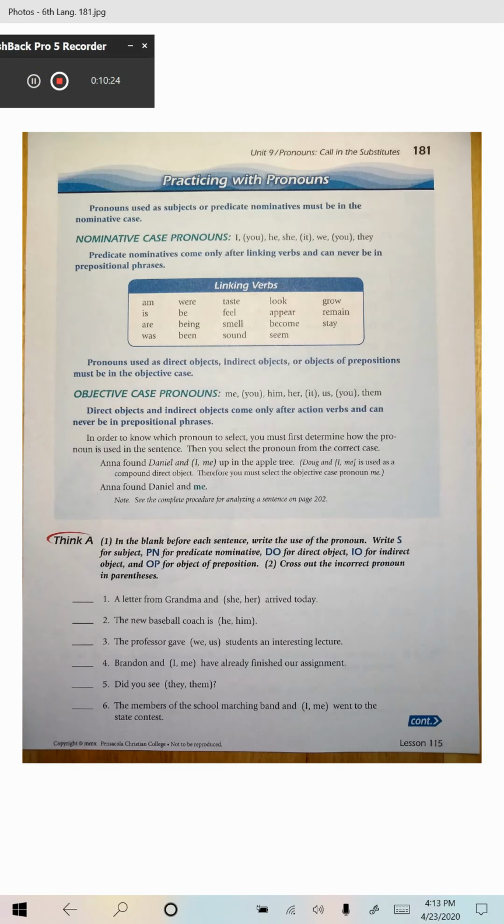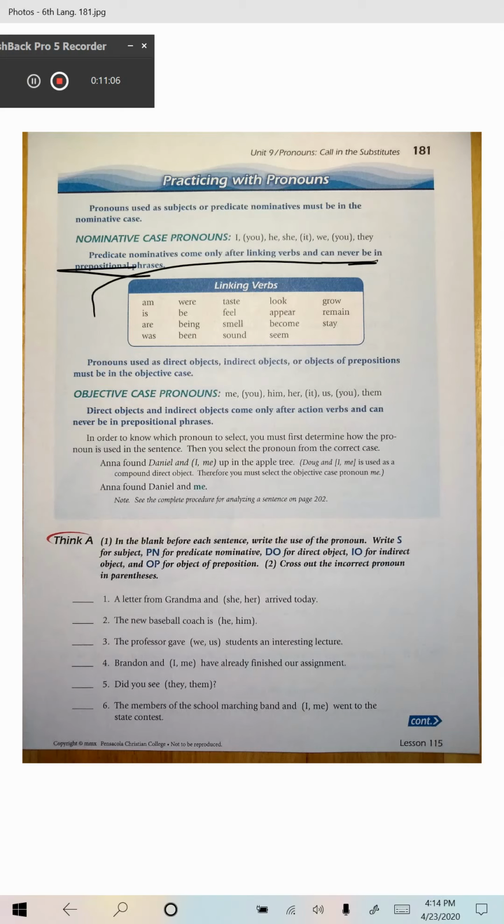All right, I'm back. All right, so page 181, practicing with pronouns. Pronouns used as subjects or predicate nominatives must be in the nominative case. So that nominative case is I, you, he, she, it, we, you, they. I say you twice because when I had to memorize it, you can be singular and it can be plural. Predicate nominatives come only after linking verbs and can never be in the prepositional phrases. So that's why I have you get rid of prepositional phrases right off the bat.